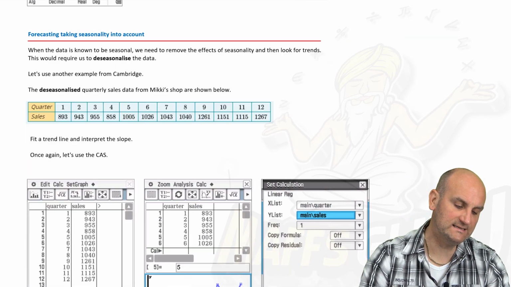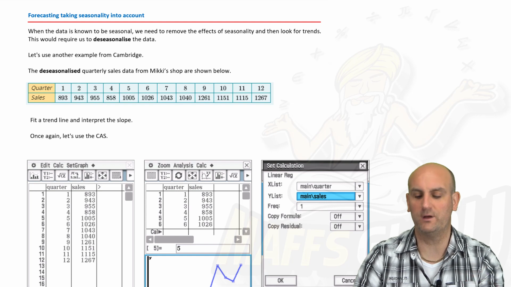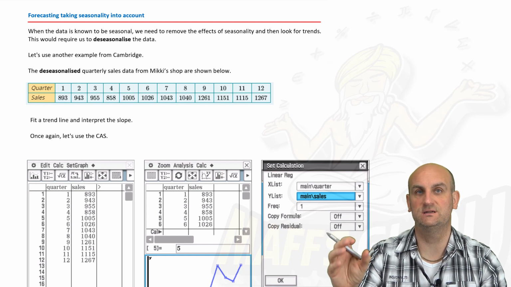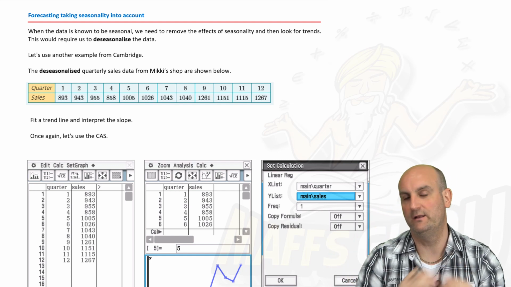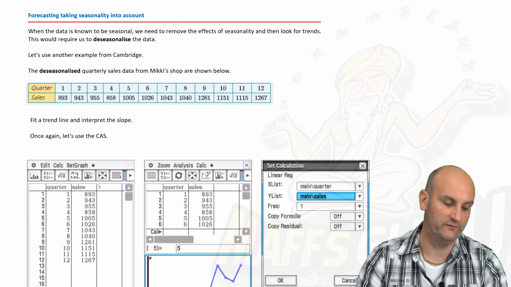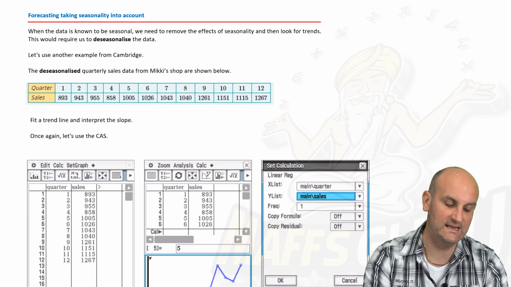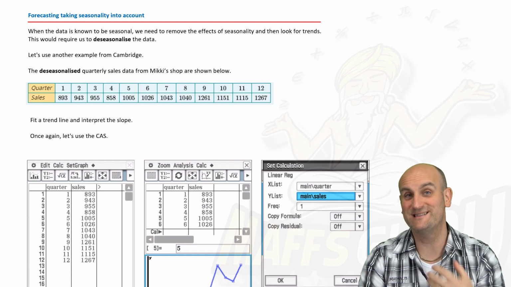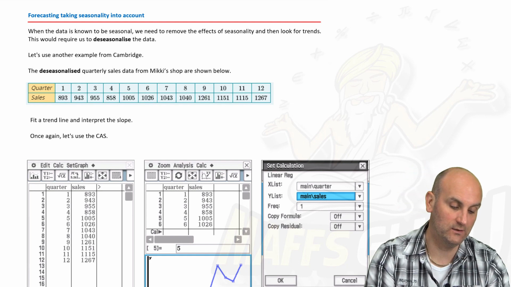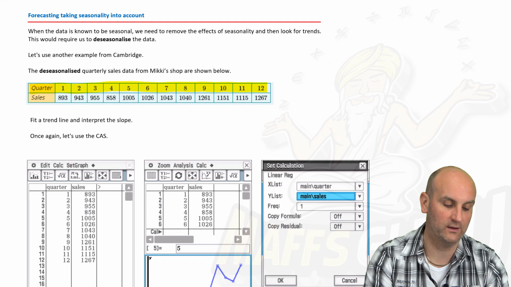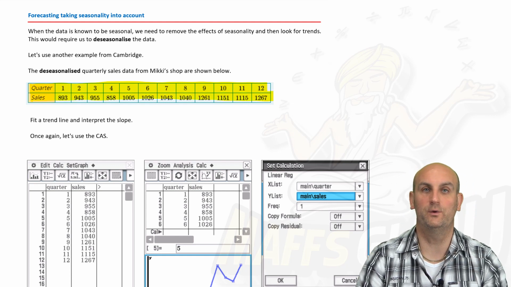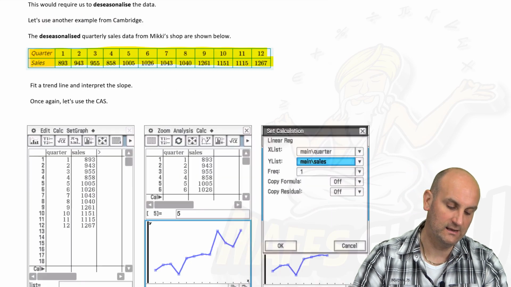What about seasonality? Well, we know that to forecast with seasonality, the first thing we have to do is deseasonalize our data, all right? So when we've been given our seasonal data, we deseasonalize it, and then you do exactly the same as we did before. So here is an example of the deseasonalized quarterly sales data from Mikey's Shop shown below. This is exactly the same example we just did. We've got our quarters numbered 1 through 12, and our deseasonalized sales figures were done for us, okay? And here we go.